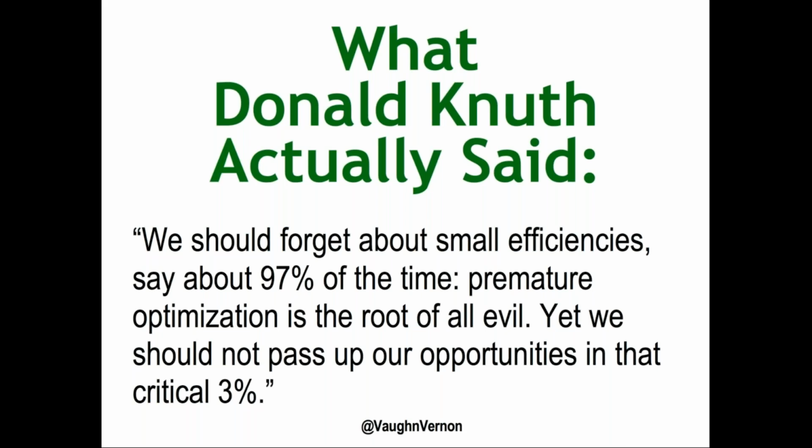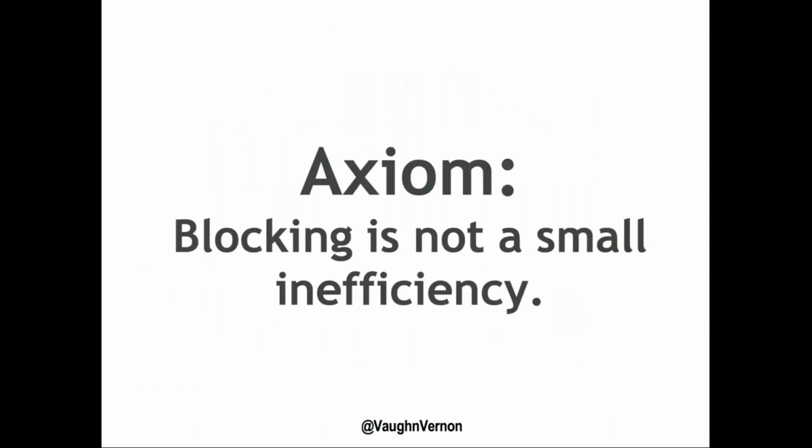So you have to ask yourself, what part of the software that you're using today is not efficient? I would say it probably goes well beyond 3%, but let's take this in the context in which he said it. There was some amount of optimization worth pursuing, and we should not pass those up. So I think this should be an axiom in software architecture and development: blocking is not a small inefficiency. We should look out for any opportunities to use our current hardware the way it was meant to be used.